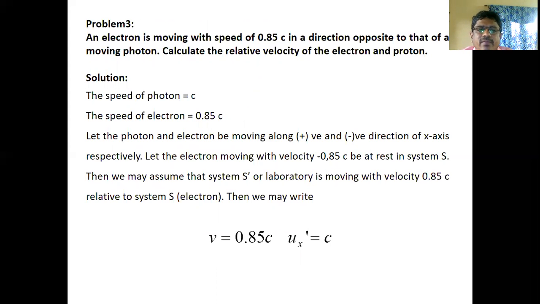Problem number 3. An electron is moving with the speed of 0.85 c in a direction opposite to that of a moving photon. Calculate the relative velocity of the electron and photon. So the given data: the speed of the electron is 0.85 c, negative since it is opposite, and the speed of the photon is equal to c. Let the photon and electron be moving along the positive and negative direction of the x-axis respectively.